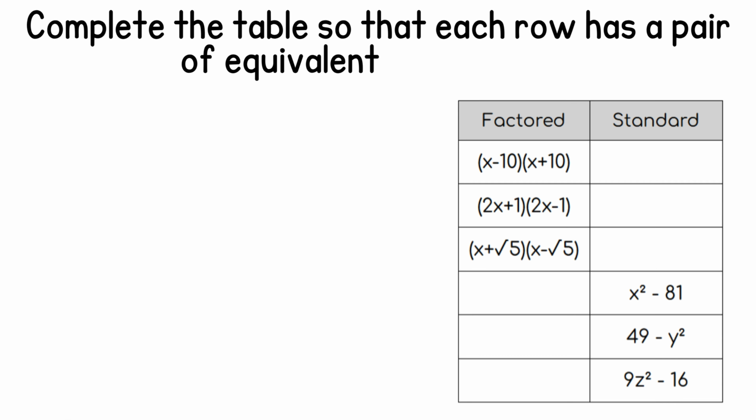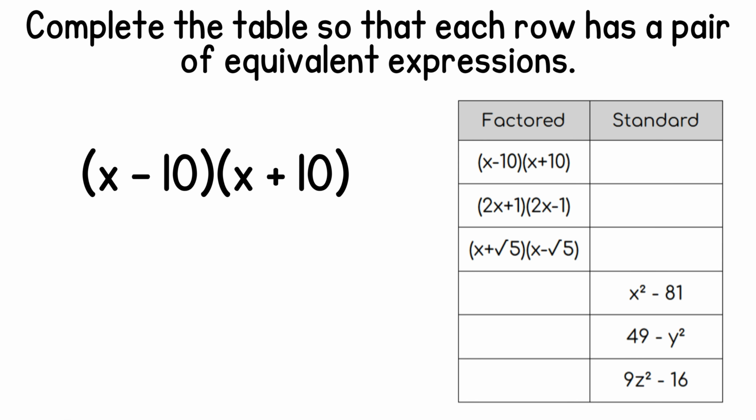So some of them are given in factored form and some of them are given in standard form. Let's start with x minus 10 times x plus 10. So a is considered x and b is considered 10. So we can write this as x squared minus 10 squared. 10 squared is the same as 100, so we'll simplify that.